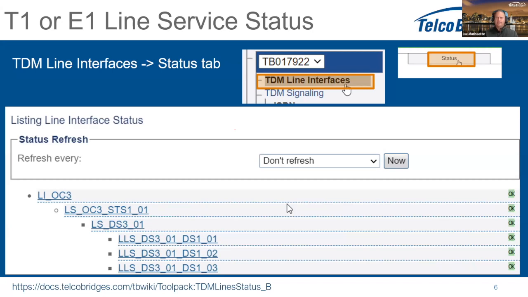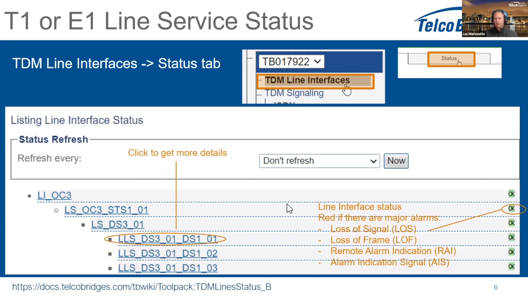TDM line interfaces: this is the T1s, E1s, OC3, STM1 configuration. We saw how to configure this. If you click on the status here, you'll be able to see if it's running normally. You will see loss of signal appearing here. If you see loss of signal, it means that the signal is not detected at all. For example, on an OC3, it could be connected the wrong way, RX on TX, or it's just not the correct signal that is coming in.